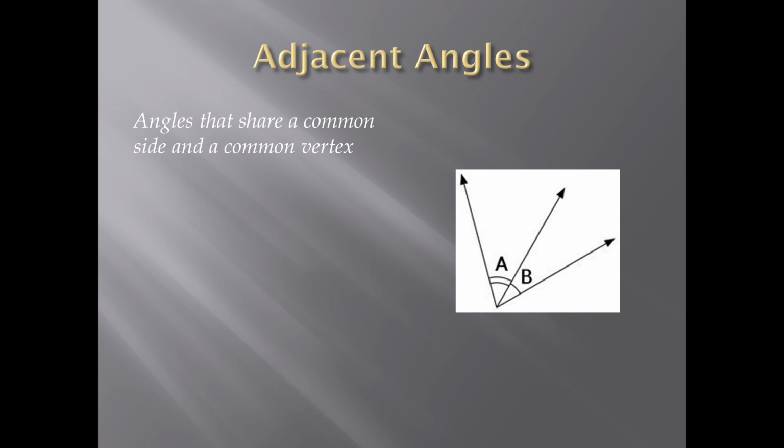When we think about the term adjacent, what comes to mind? Hopefully you think something like next to or side by side. If two rooms are adjacent to each other, they share a common wall and corners. Adjacent angles are the same way. They are angles that share a common side and a common vertex. In this case, angle A and angle B are adjacent angles.